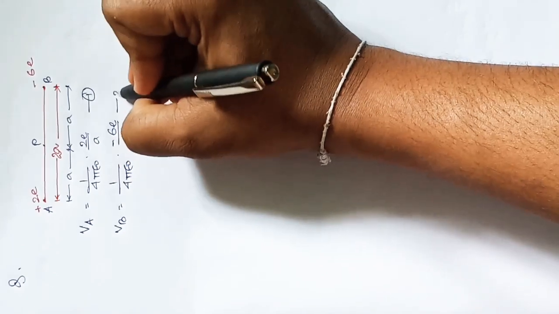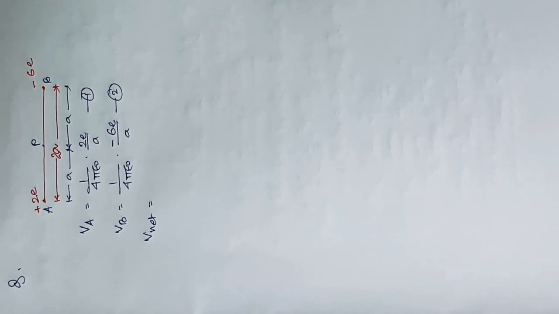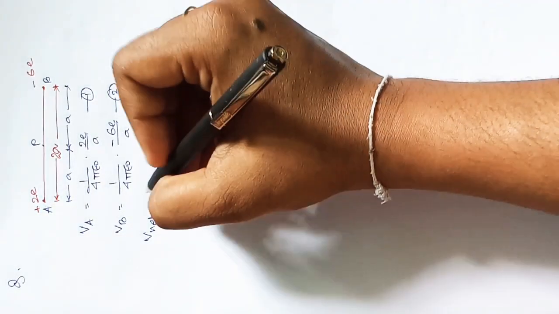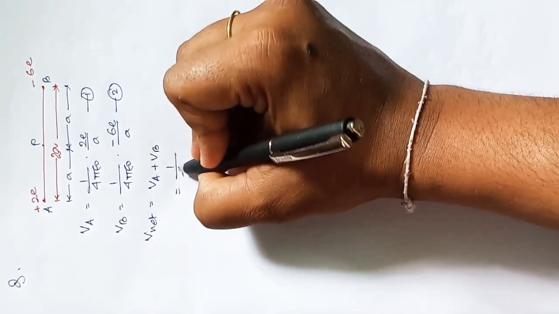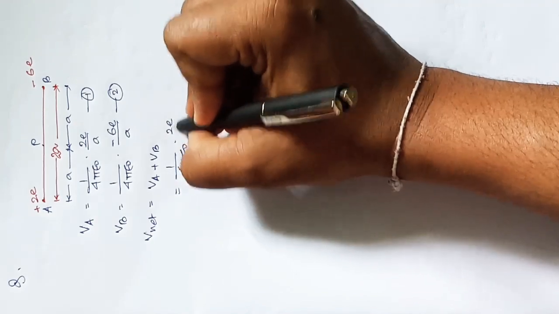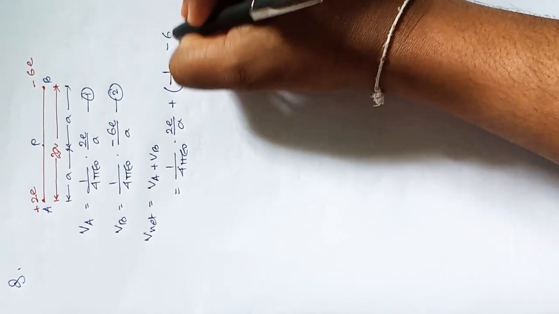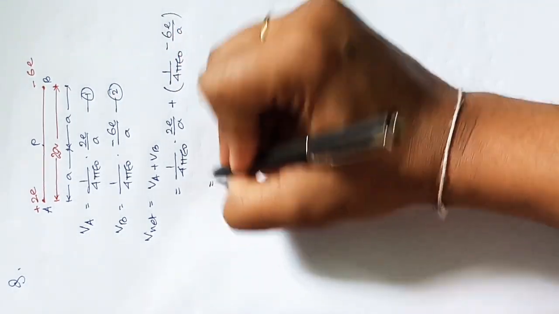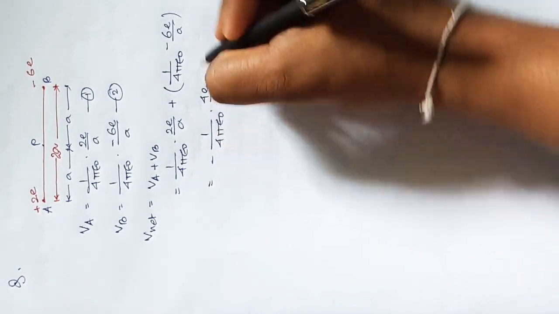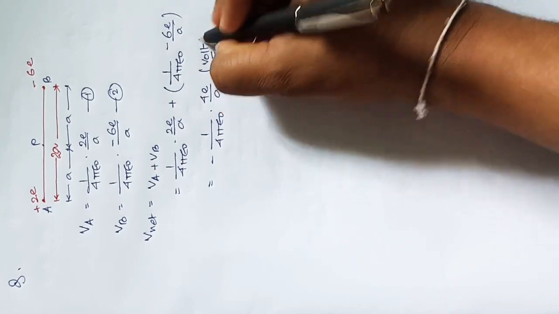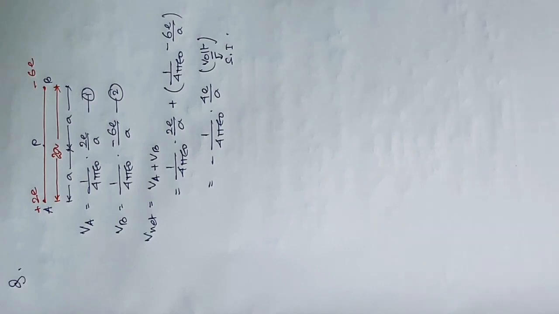a. Equation number 2. So the net potential V net, it has been told that potential is a scalar quantity, so simply we can add. So V net will be nothing but VA plus VB. So 1 by 4 pi epsilon naught 2e by a plus 1 by 4 pi epsilon naught minus 6e by a. So it will be minus 1 by 4 pi epsilon naught 4e by a volt, or its SI unit. Clear? So in this way you can solve the other problems also.